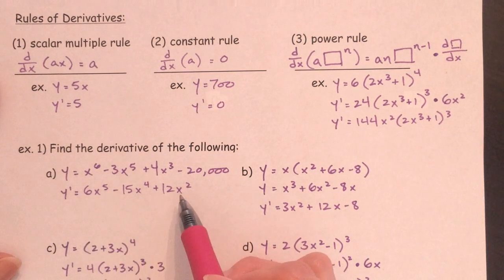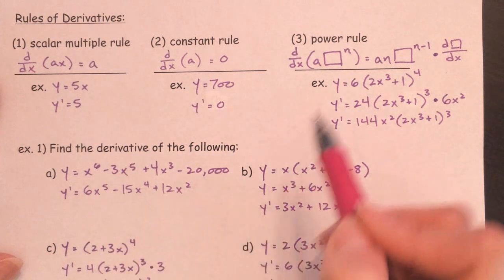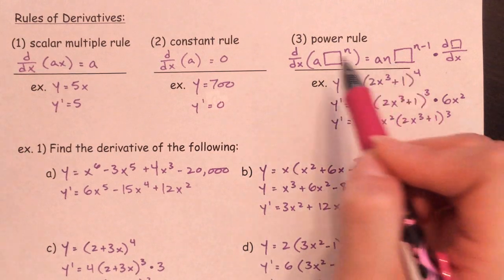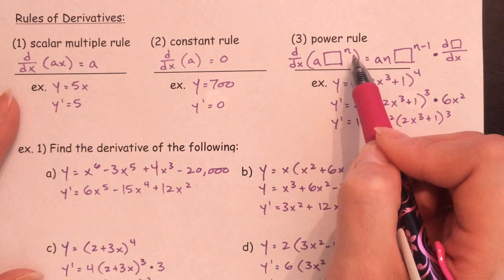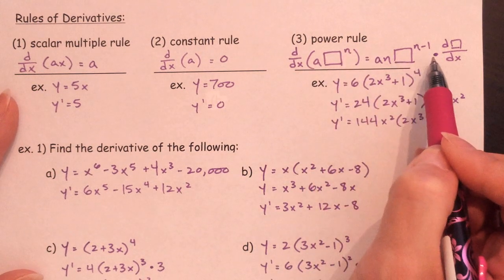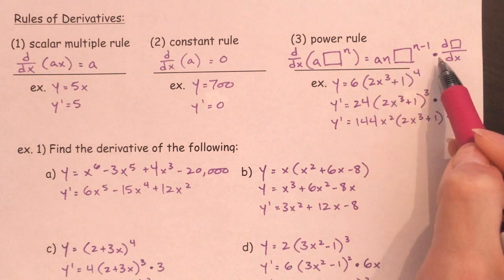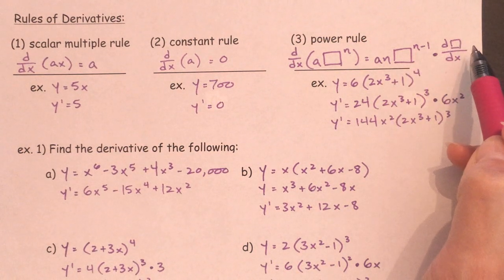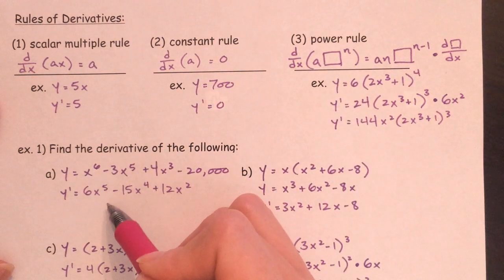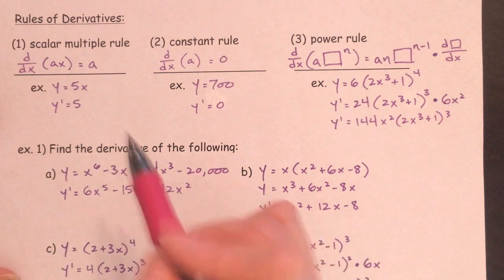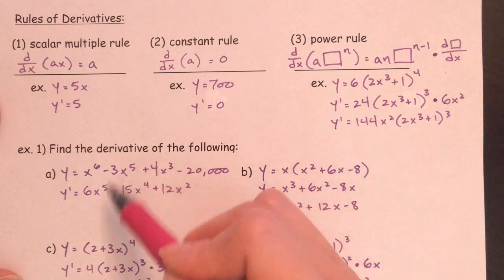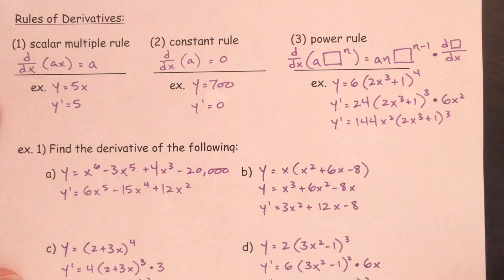So final answer. But then if it's not just an x and it's a quantity, then we do the same thing. So notice a to the power of n, we multiply, you get an, and then minus 1 right here. So we do the same thing, and then times the derivative of the box, times the derivative of the inside. So in this case, it would be times the derivative of x. Well, what's the derivative of 1x? 1.